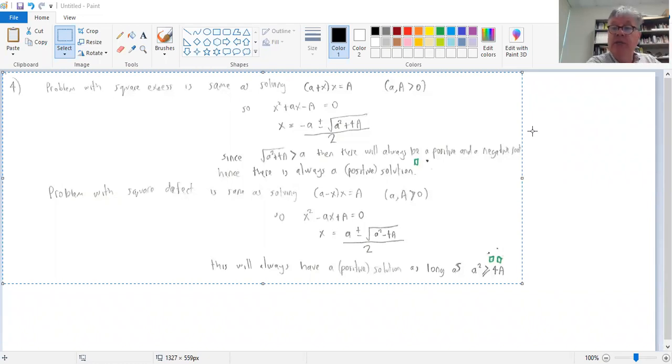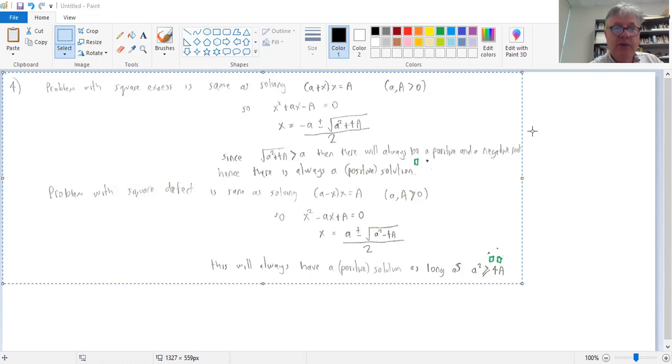So we see the discriminant is always going to be positive. And furthermore, we see that a squared plus 4a is always going to be bigger than a squared. So the square root of that is always going to be bigger than a. So in the numerator there, minus a plus the square root of a squared plus 4a is always going to be positive. So there always is a positive solution.